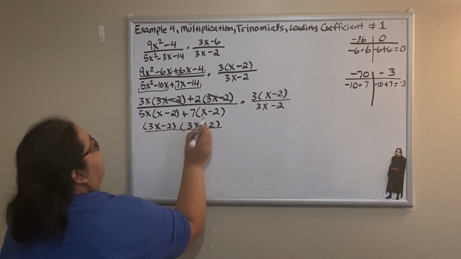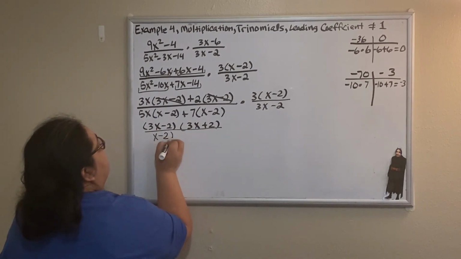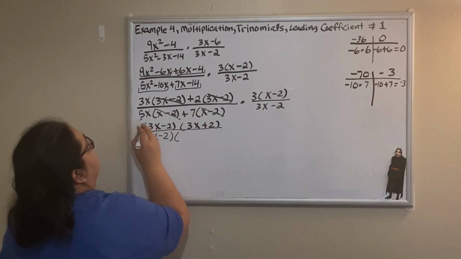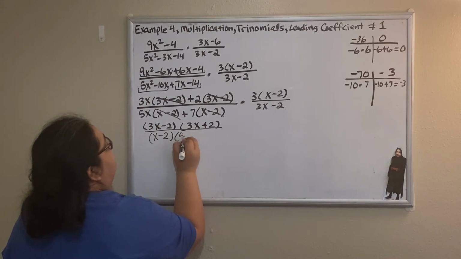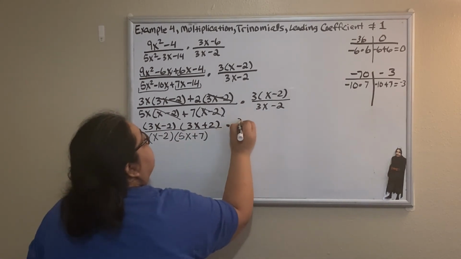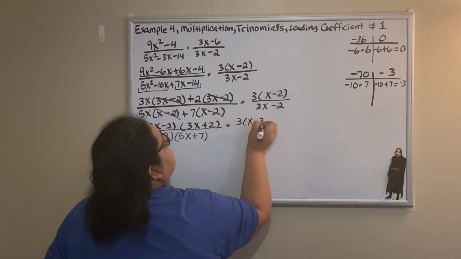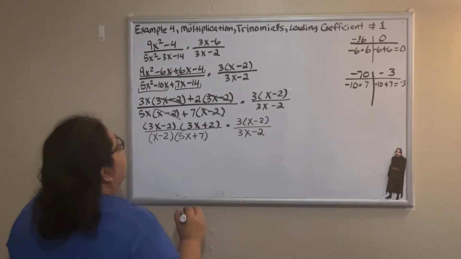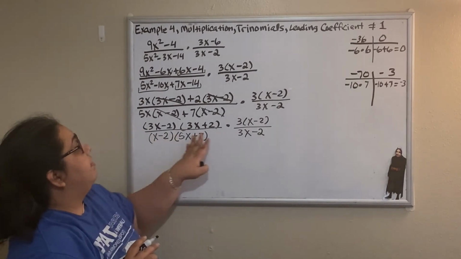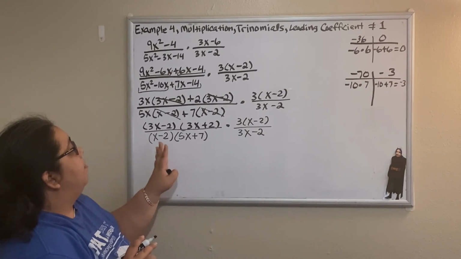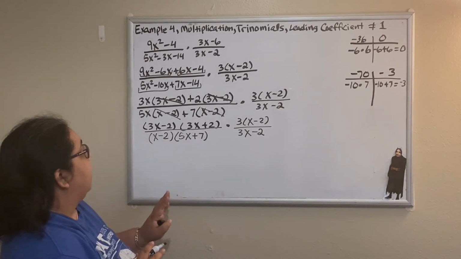My common factor here is x minus 2, so we're going to write that down. And the remaining factor, let's go ahead and cross that off. The remaining factor is 5x plus 7. 5x plus 7. Okay, times 3 times x minus 2 over 3x minus 2. Now notice everything is factored, and we can go ahead and reduce where necessary.